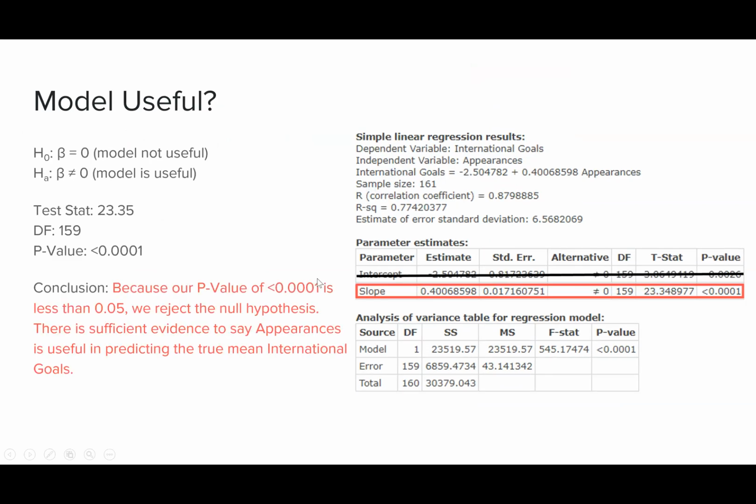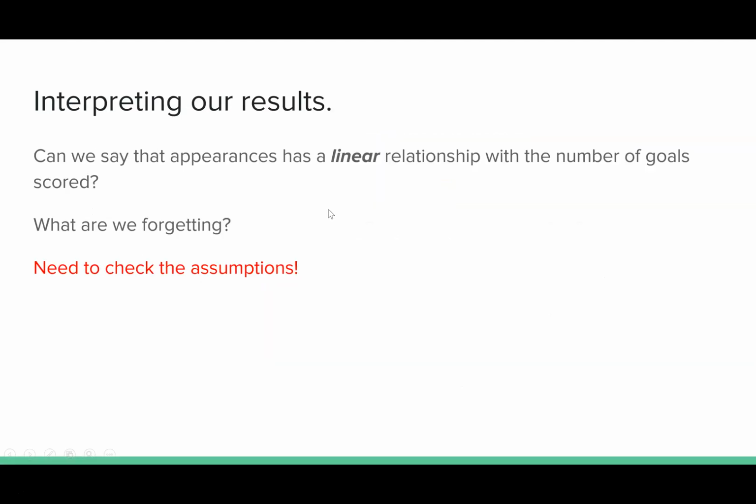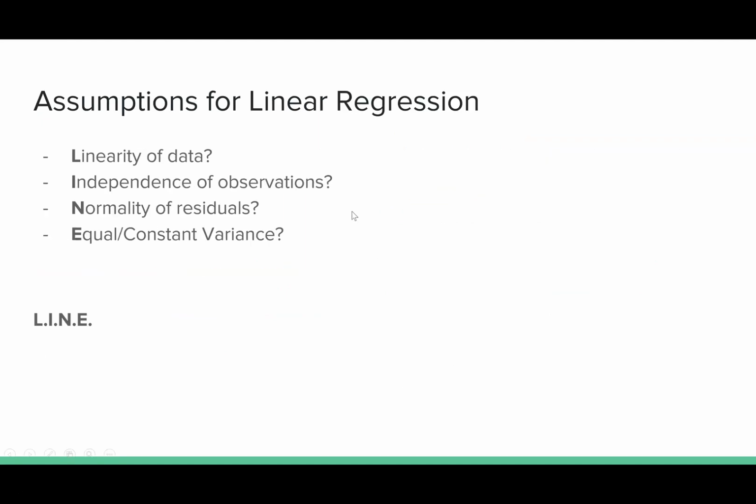And just to re-mention, is our model useful? Do appearances describe international goals? Taking a look at that p-value, yes, we are describing it, but it might not be appropriate to say that conclusion if our assumptions are not met. So what are the assumptions we need to take a look at when going through simple linear regression?